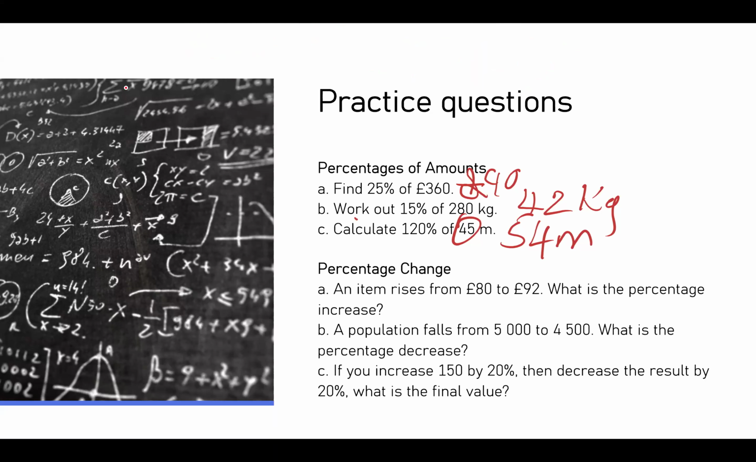So, percentage change. An item rises from £80 to £92. What is the percentage increase? So all we do here is find out what the difference is. 92 take away 80 is £12 increase. There's been a £12 increase.